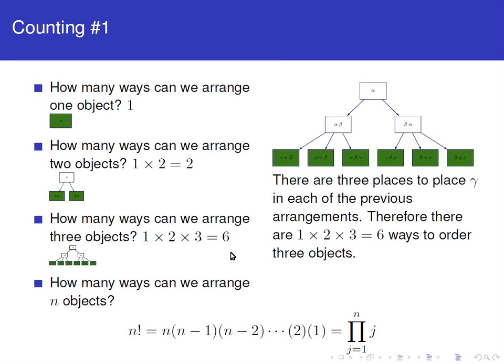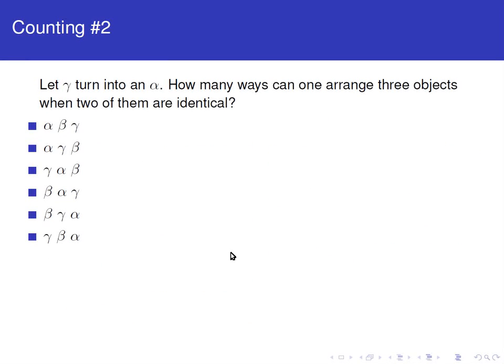If I have n objects, there are 1 times 2 times 3, all the way up to n different ways to arrange those objects. All right, now what happens if some of those objects are indistinguishable? In other words, if you open up a bag of M&Ms, we're going to say that all the M&Ms are the same color. You can't tell apart. So here I have listed out the 6 different ways to arrange 3 objects, but now we're going to turn the gamma into an alpha.